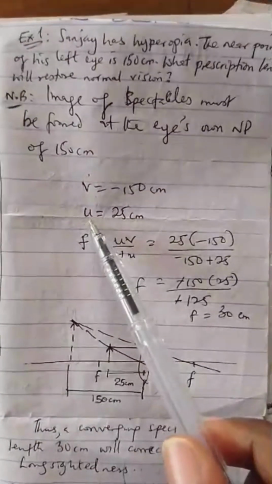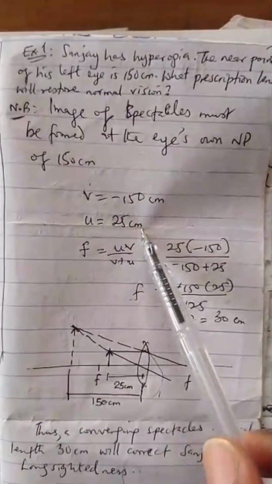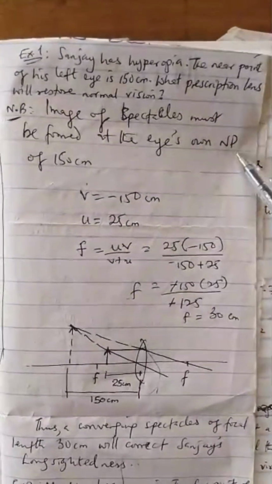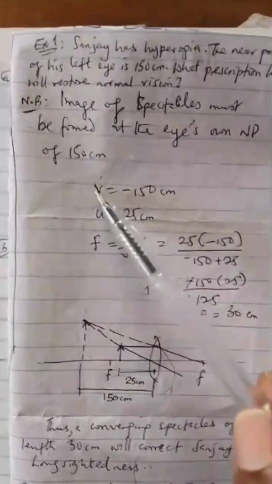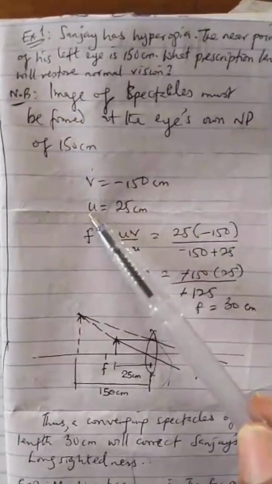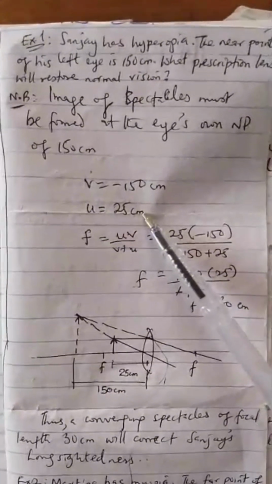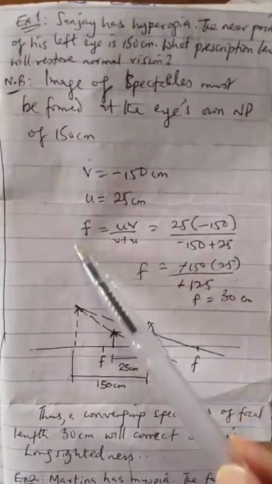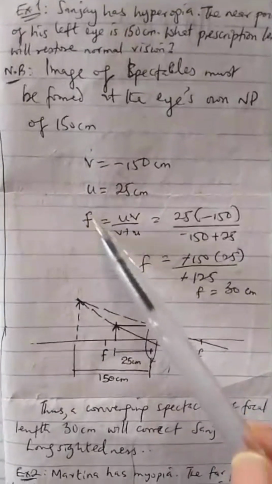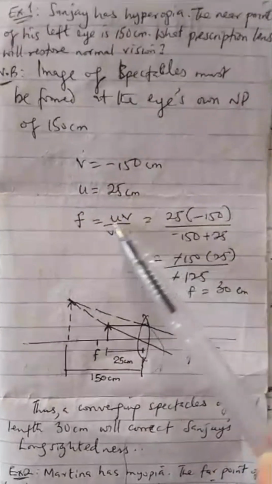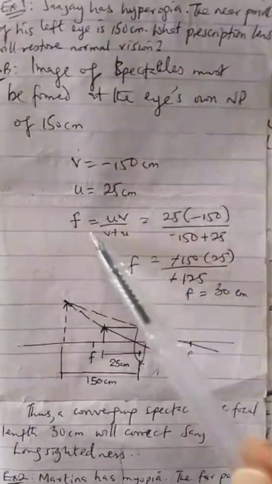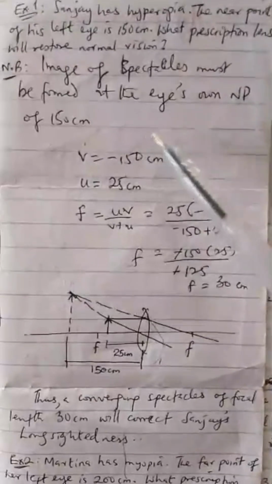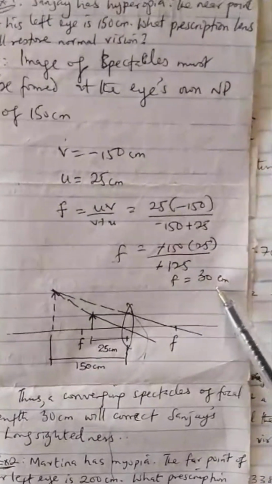Remember, the object is at the normal near point of 25 centimeters. Like I said, the image of the spectacles must be formed at the eye's own near point of 150 centimeters. This is Sanjay's own near point. The object is at 25 centimeters, the normal near point of a normal eye. Now, remember your mirror formula: the focal length f equals u times v, where u is the object distance and v is the image distance, all over the sum of image distance and object distance. Slot in those values, and the focal length is going to give you 30 centimeters.